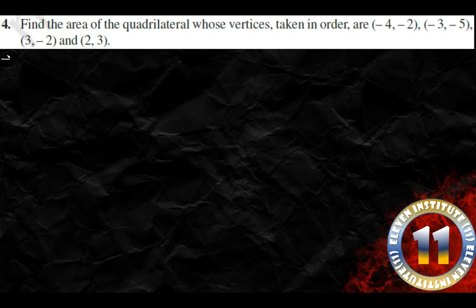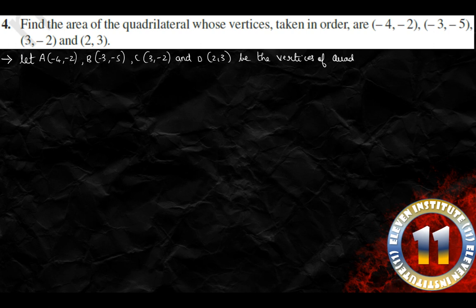So let us write over here, let A -4, -2, B -3, -5, C 3, -2, and D 2, 3 be the vertices of quadrilateral ABCD.